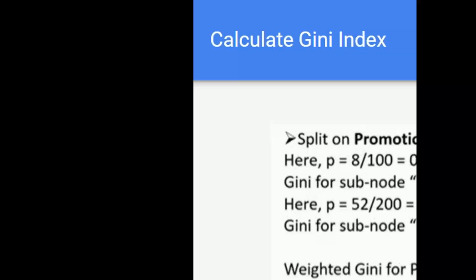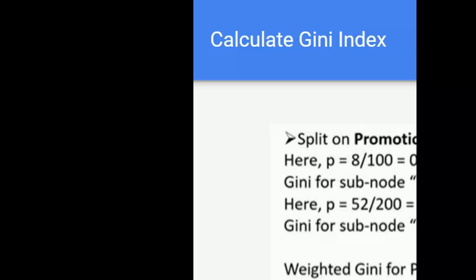And what are the chances he will not leave the company? That will be 1 minus 0.08, that is 92%. This is the same thing which is being used in the Gini index. So we are saying P square plus Q square. That gives me a value of 0.8528. This is for yes, the people who got the promotion.